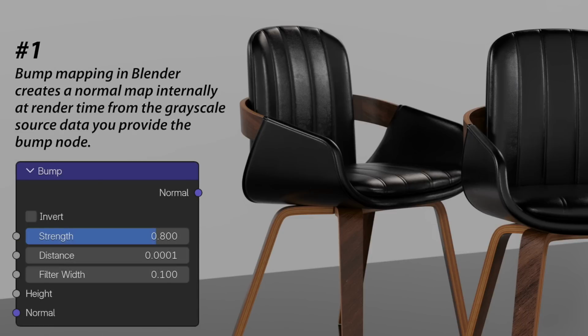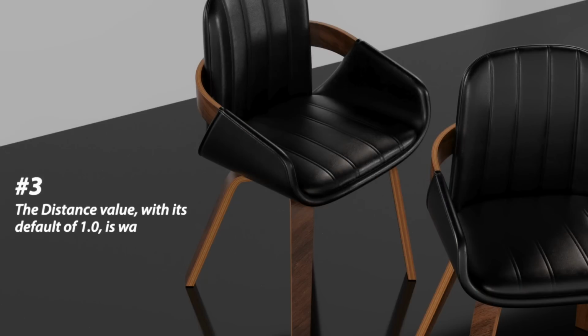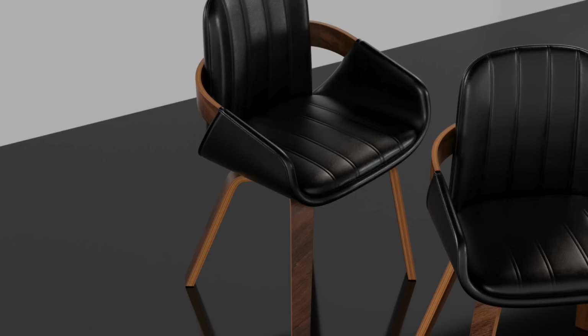Number 1. Bump mapping in Blender creates a normal map internally at render time from the grayscale source data you provide the bump node. Number 2. It uses the render resolution to determine how finely to do this. Number 3. The bump node's distance value, with its default of 1.0, is way too large, and a value of 0.0001 is actually a much more practical starting default value.